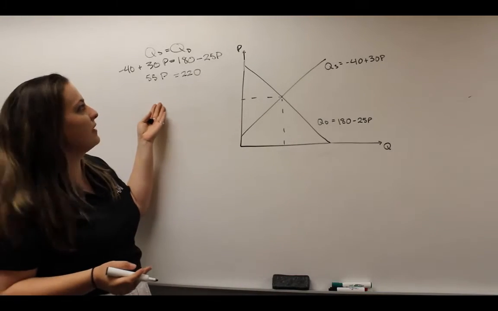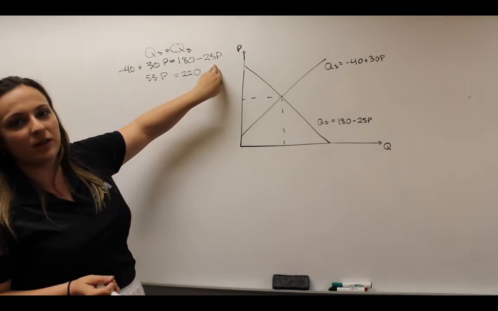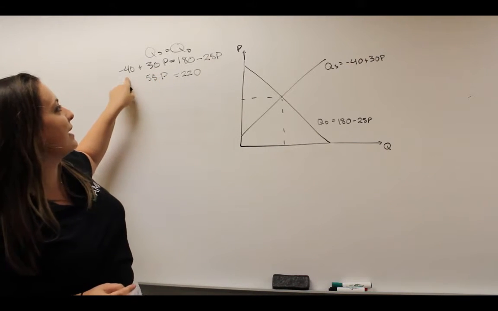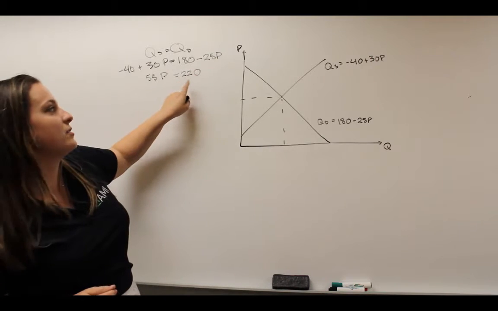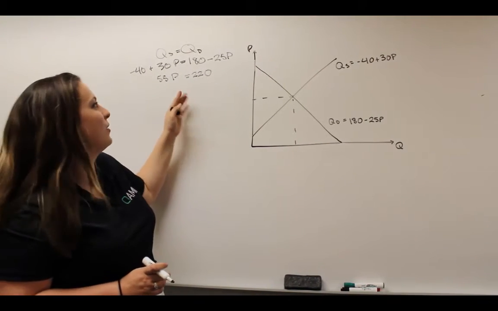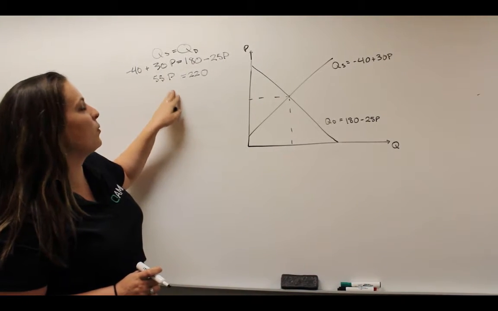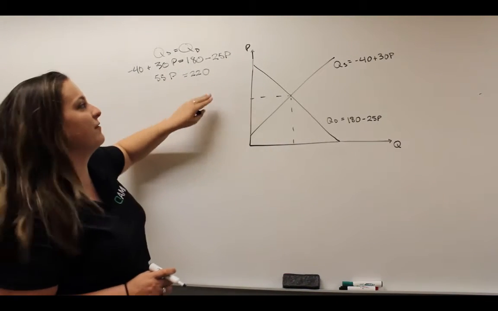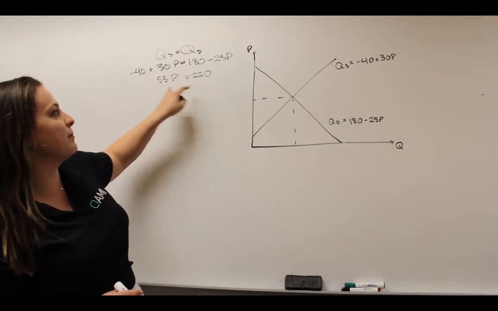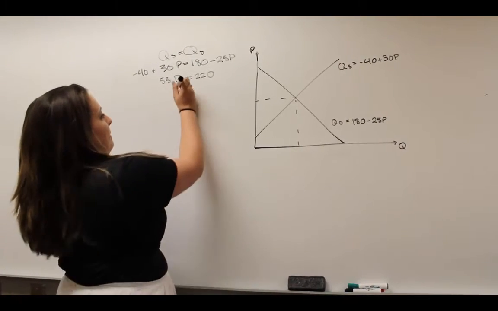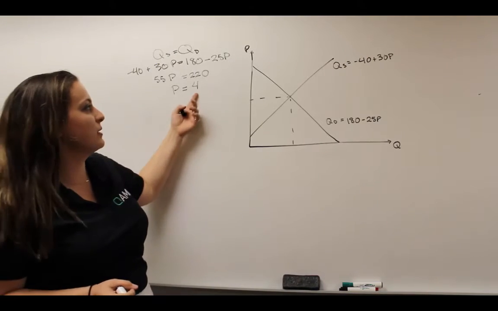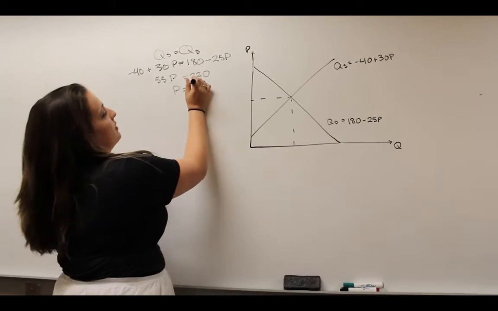Now we're going to solve for p, and this is going to involve some basic algebra. Okay, so we've done the algebra, and we can see that we added 25p to 30p, which gives us 55p, and we added 40 to 180 to give us 220. Now we have the variable isolated on one side, so we can just divide 220 by 55 to find p. And when we do the math, we find that p equals 4. So this would signify $4.